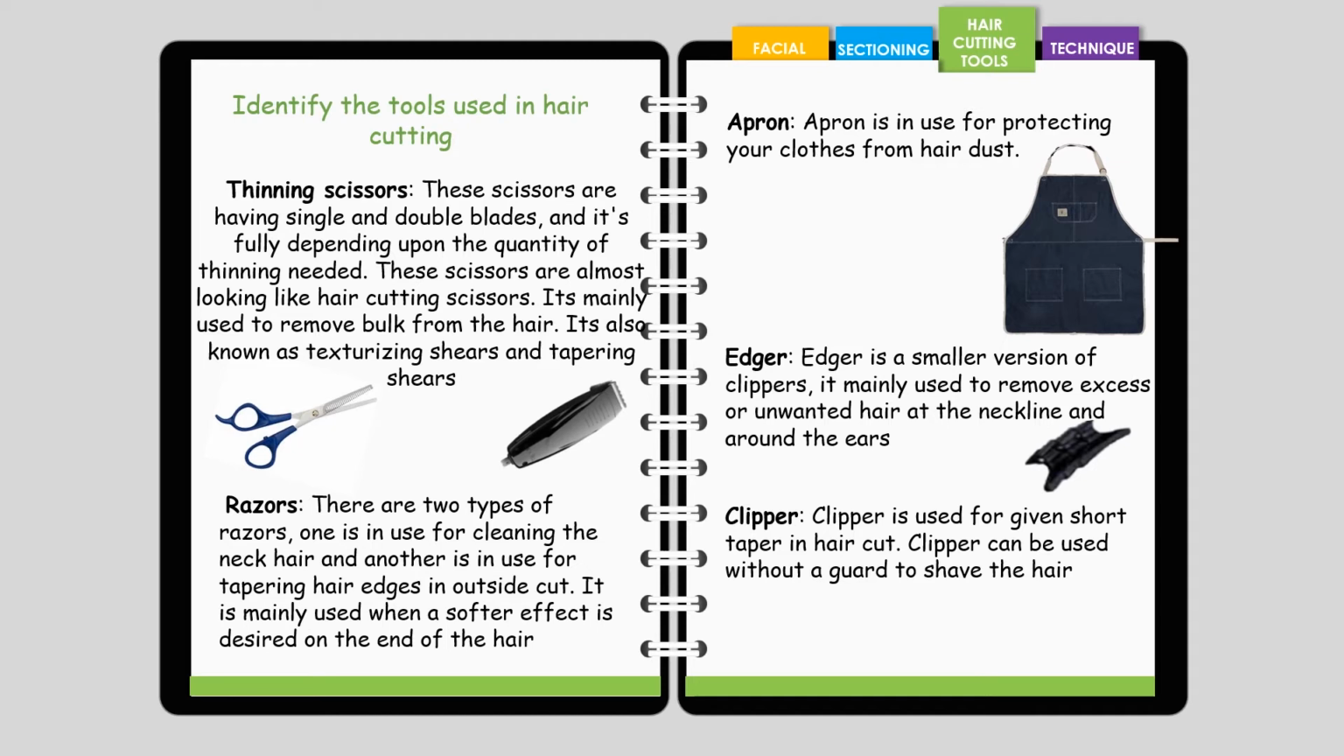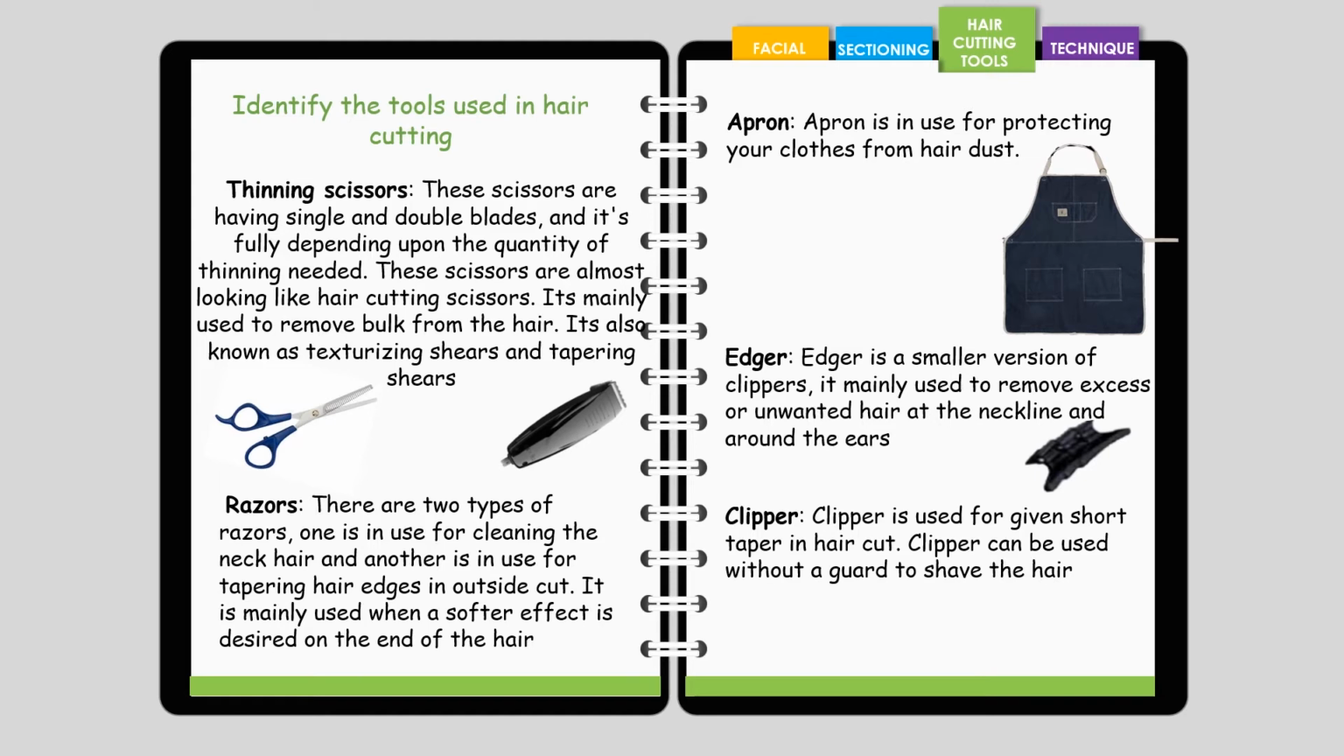Razors. There are two types of razors. One is used for cleaning the neck hair and another is used in tapering hair edges in an outside cut. It is mainly used when a softer effect is desired on the end of the hair. Apron. Apron is used for protecting your clothes from hair dust.